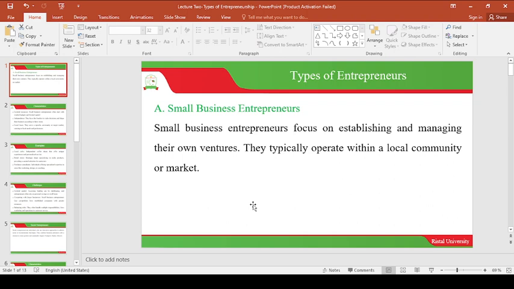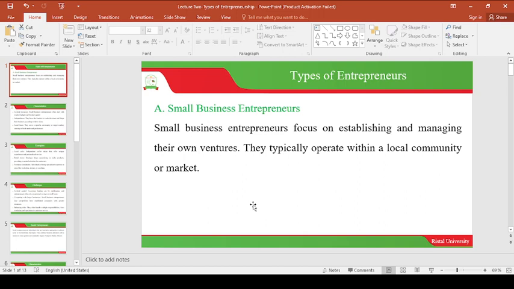Welcome to topic two of entrepreneurship, that is the types of entrepreneurs. In our previous session, we looked at the introduction to entrepreneurship, whereby we said that entrepreneurship is the process of identifying opportunities, gathering resources, and taking risks to start a business.